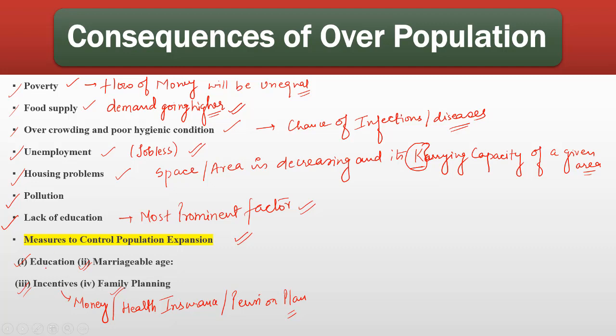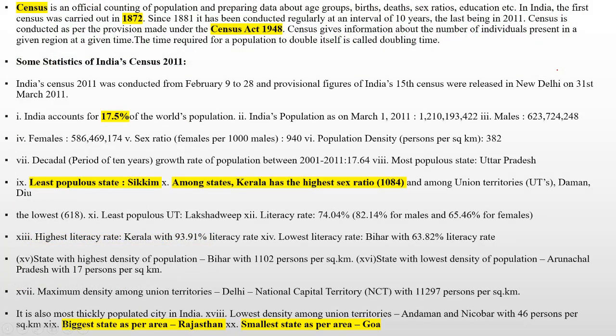Family planning is the final one. Everyone should know how to control the population size of their particular family. If one family is controlling the population size, so many of them with the same mindset are going to control it.